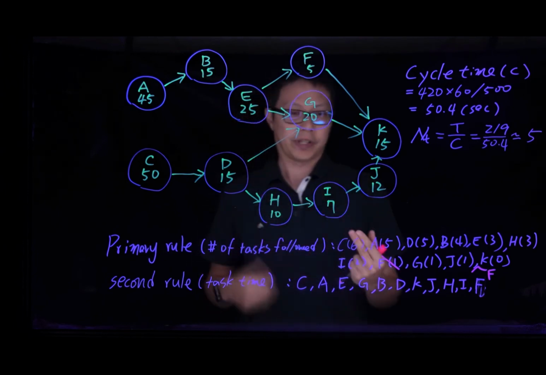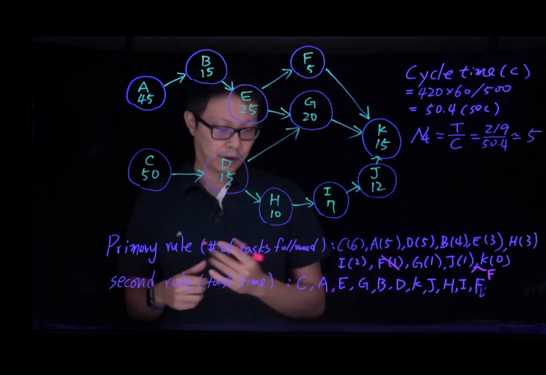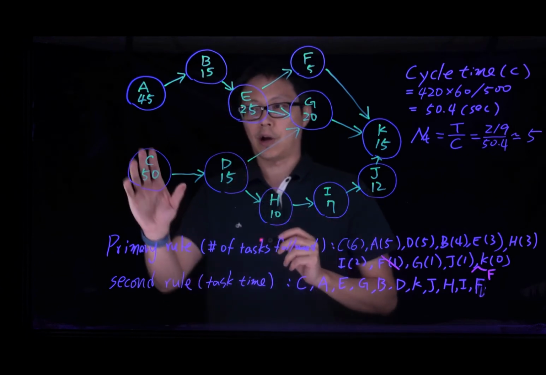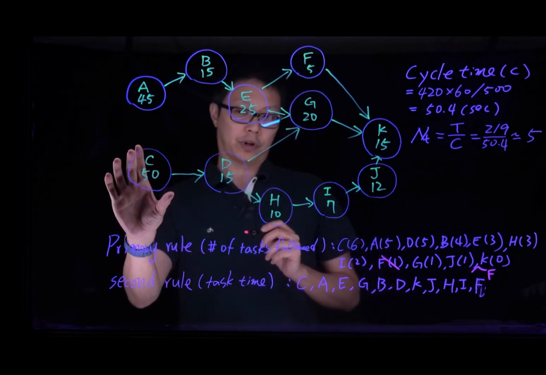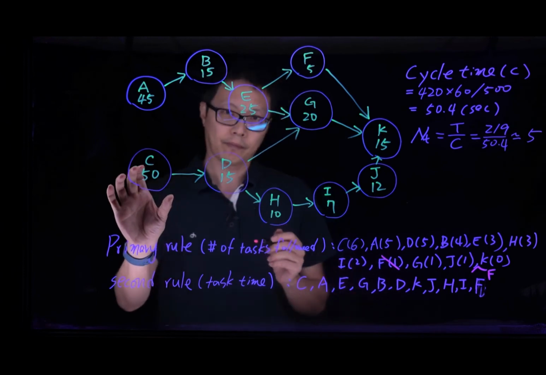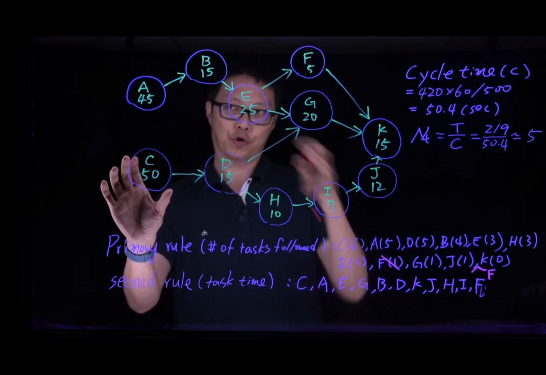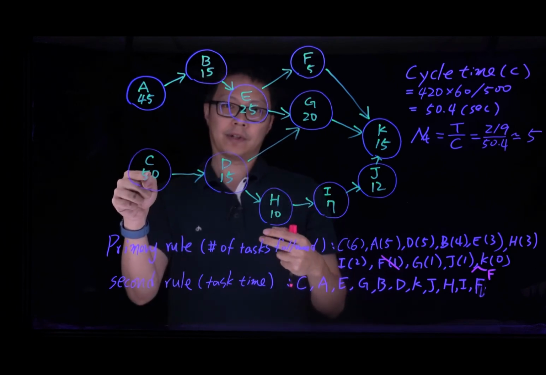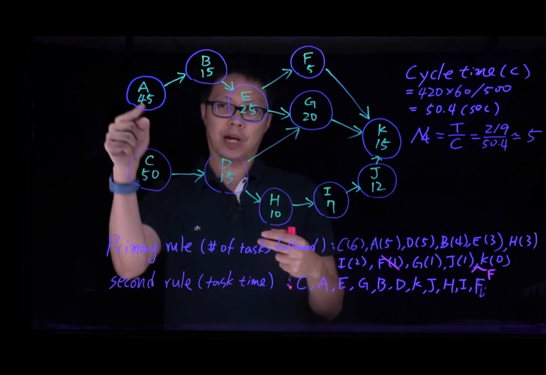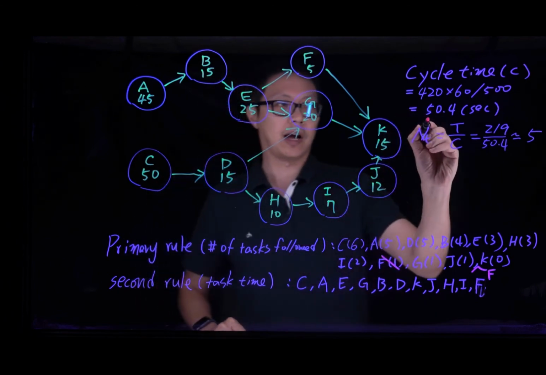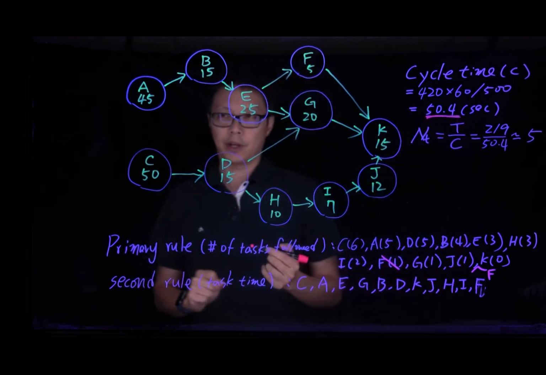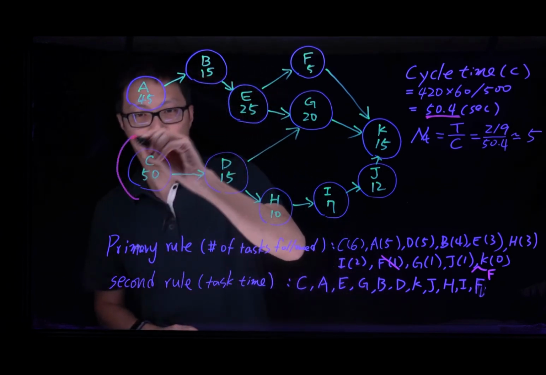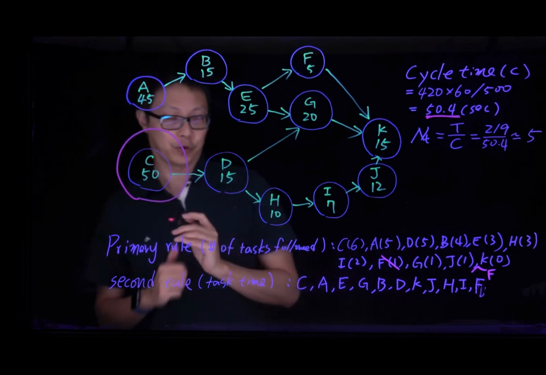Okay? For example, let's try to assign the work for the first worker. The first one will be C. So I will assign task C to the first worker. The total time will be 50. And the second one is A. So I'll try to assign A to the first worker as well. But as you can see, if I sum up all the numbers together, 50 plus 45, that will be greater than our cycle time. So that's not allowed. The first worker can only work on task C. So this is the work that needs to be done by the first worker.